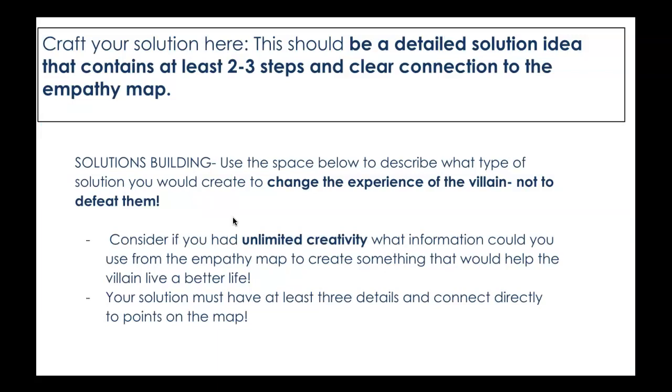And this should be a detailed solution because remember, empathy is a process. So it should contain at least 2 or 3 steps that clearly connect to the empathy map. Your goal in crafting this solution is to use unlimited creativity and tell me how the empathy map has informed what you would do instead of defeating this villain, changing the experience. How might the story end differently? Or how might there be a sequel that allows the villain and the protagonist to connect in a different way? That allows the villain to change, to be a different person.